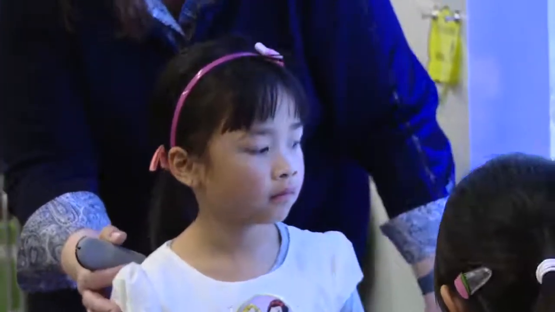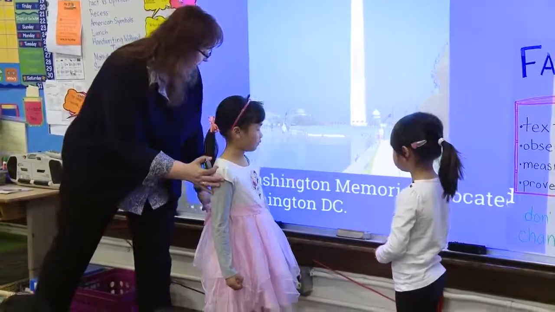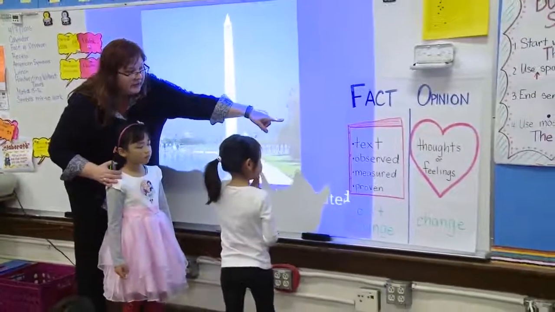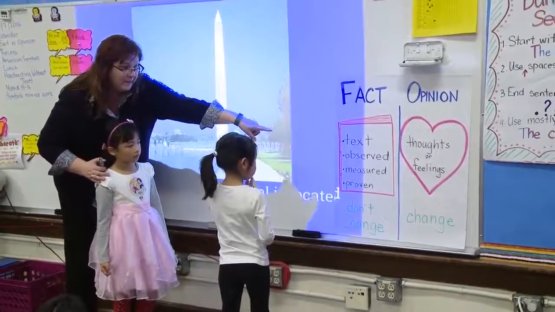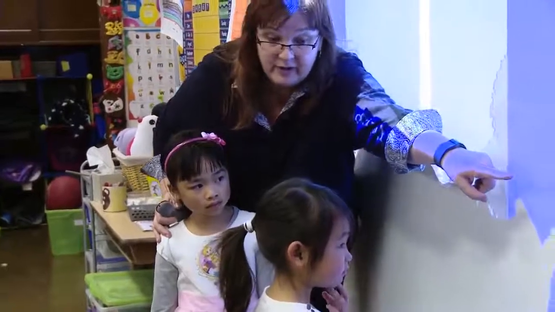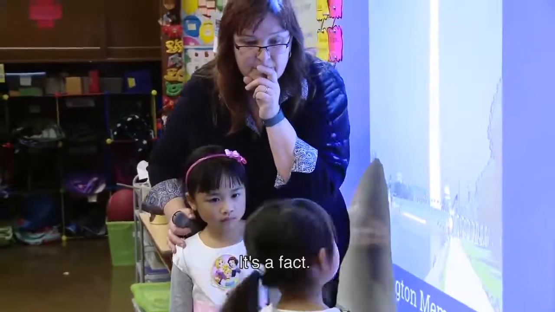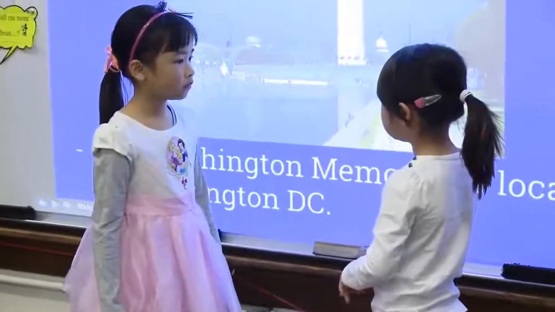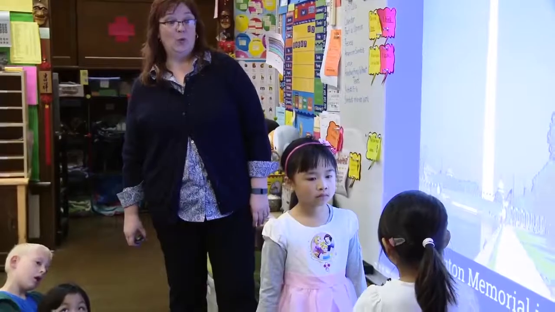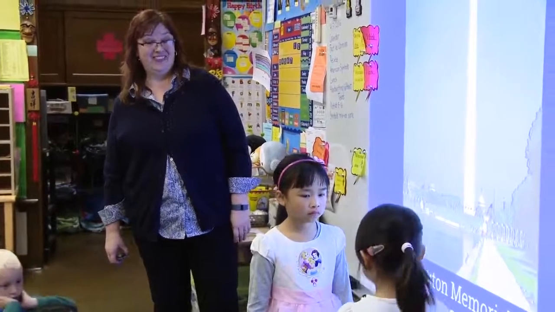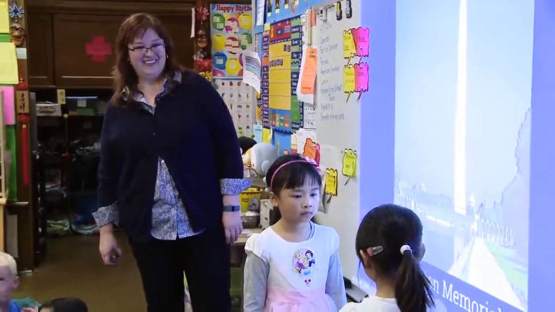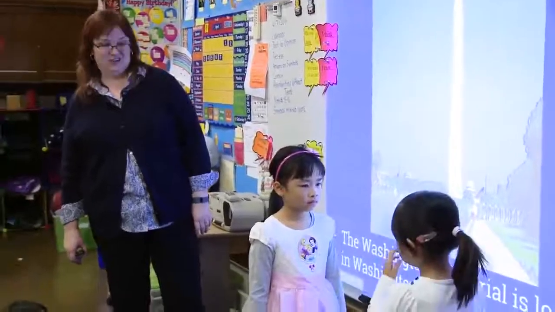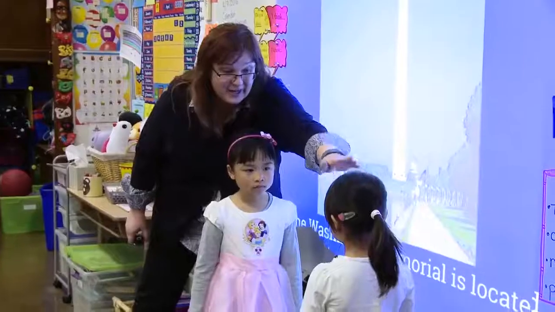So the Washington Monument is located in Washington, D.C. Let's look at our chart again. Let's look at our chart, Kana. Can we observe that? Can we find it in a book? What do you think? It's a fact. So tell her again. I think it's a fact. Why? I know that facts can be observed and be in a book. That's good. So now you're going to be partner A this time.